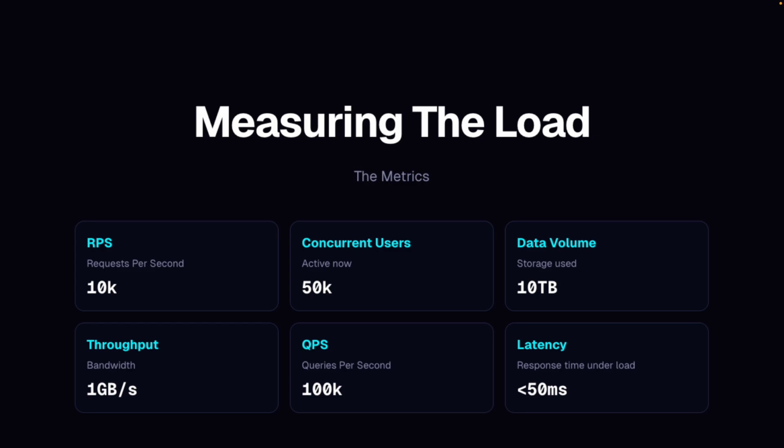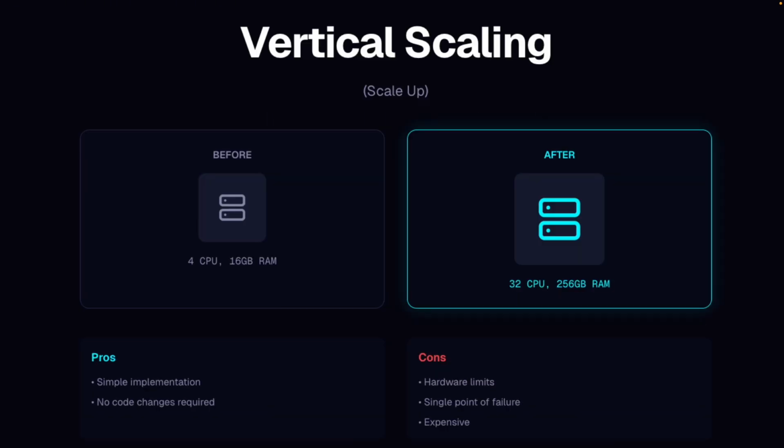Now we have two paths. Path 1, vertical scaling or scaling up. This is the rich man's solution. You have a server with 8 GB of RAM. It's struggling. So you swipe your credit card and buy a monster server with 128 GB of RAM. So what's the good news? It's easy. No code changes. And what's the bad news? It has a ceiling. There is a limit to how big a single computer can be. And if that one supercomputer crashes, your entire business vanishes.